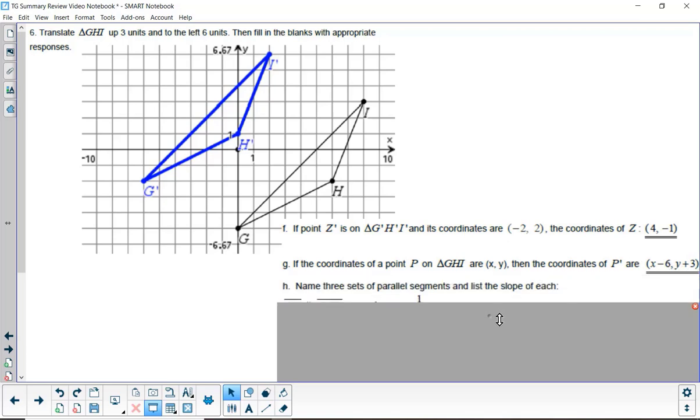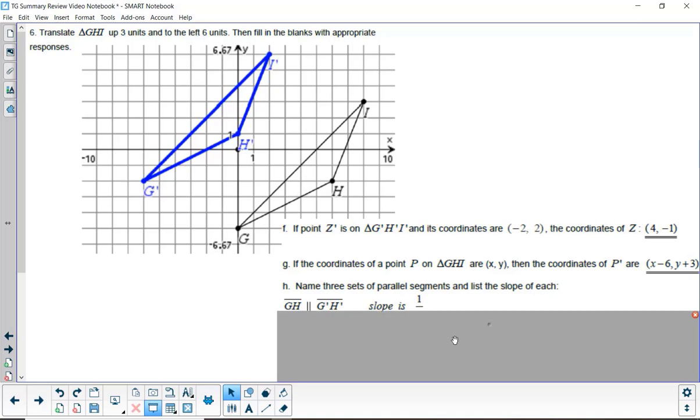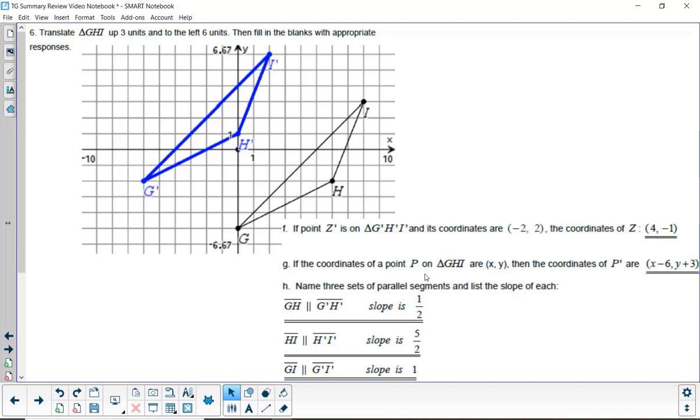The parallel segments, and list the slope. GH and G prime, H prime are parallel. Their slopes are 1/2, up 1 over 2. HI and H prime, I prime are both 5/2. And GI and G prime, I prime both have a slope of 1. Press pause as needed.